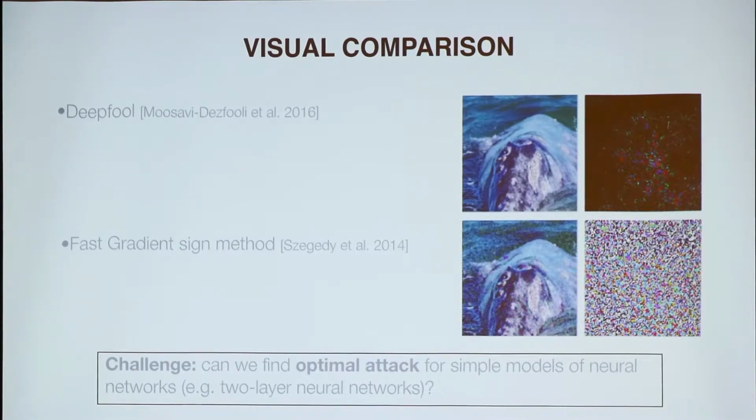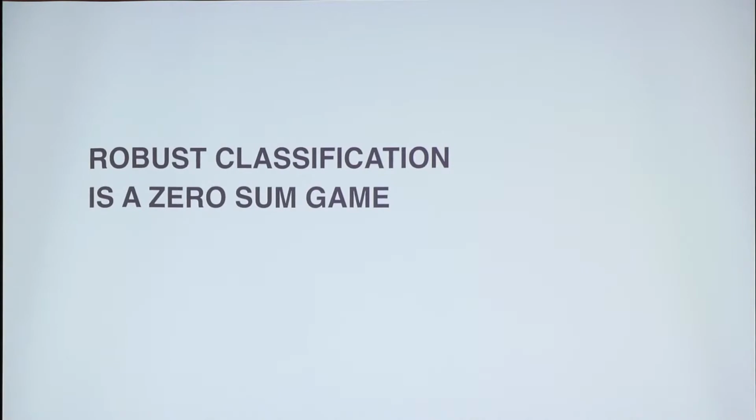All right. So that's a brief overview of a simple adversarial attack, and how we get these images misclassified. What is going to be more interesting to us is robust classification as a zero-sum game.